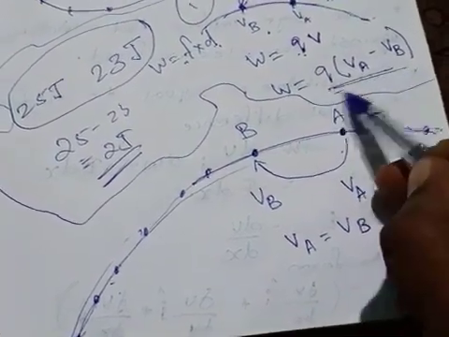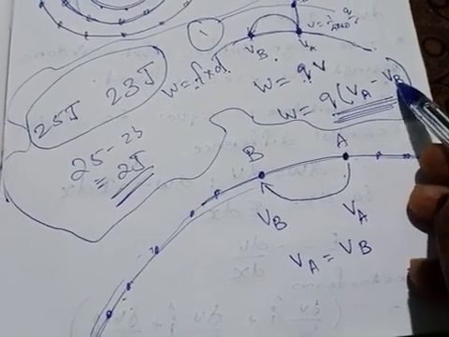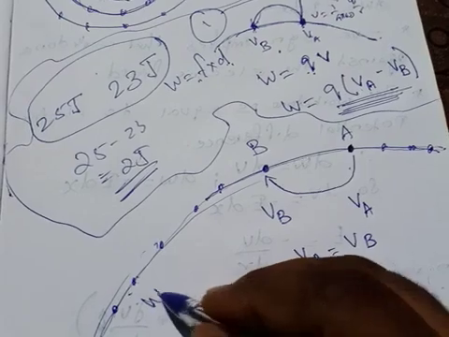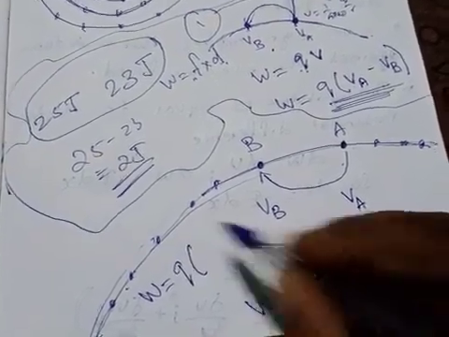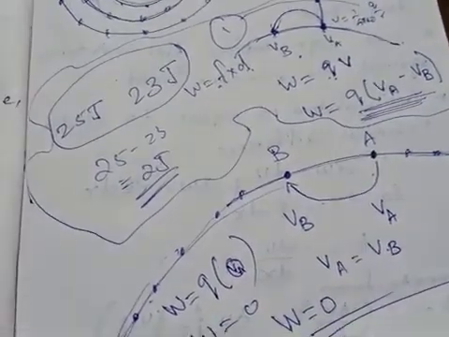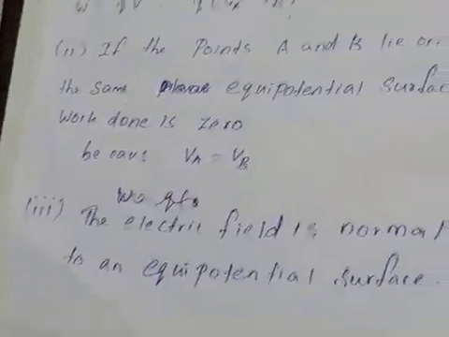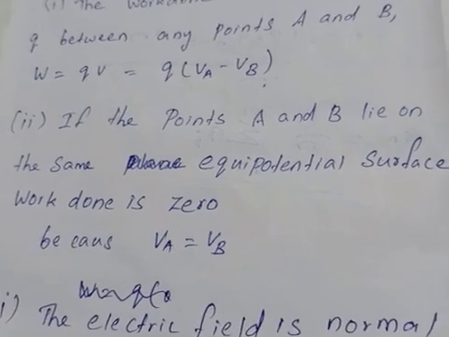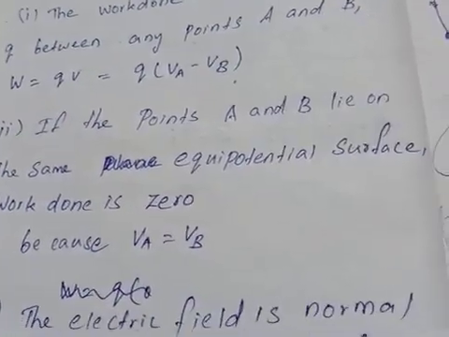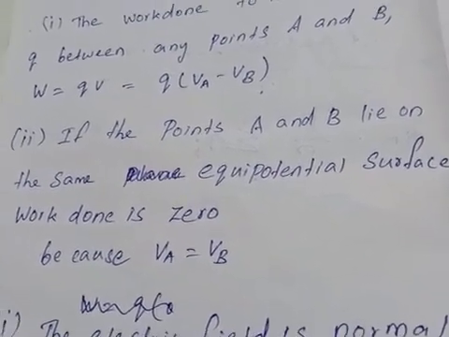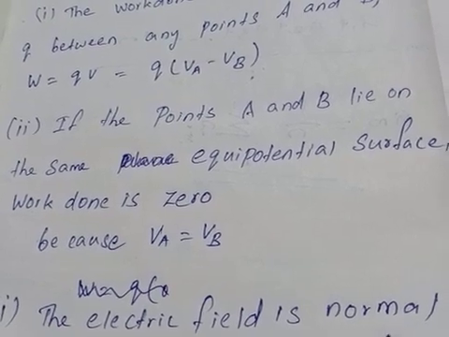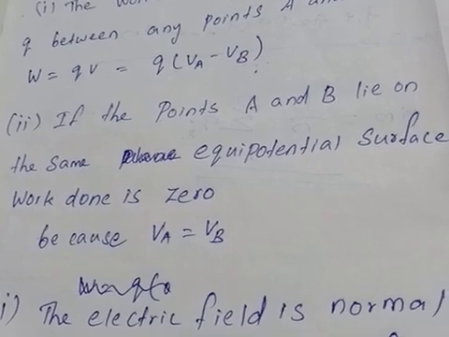VA is equal to VB means what will happen to this equation? VA and VB are equal. Equal means zero will come, isn't it? So the work done is also 0. So W is equal to Q into VA minus VB, and VA equal to VB means both are the same, so 0 will come. So the work done is 0. That is the second property. If the points A and B lie on the same equipotential surface, work done is 0. What is the reason? Because VA is equal to VB.